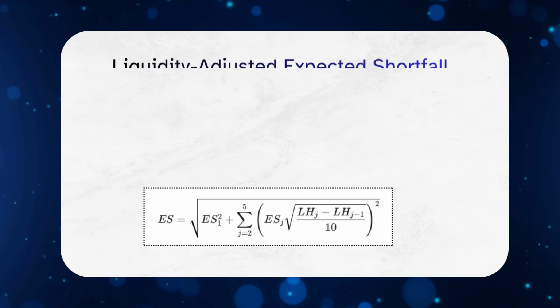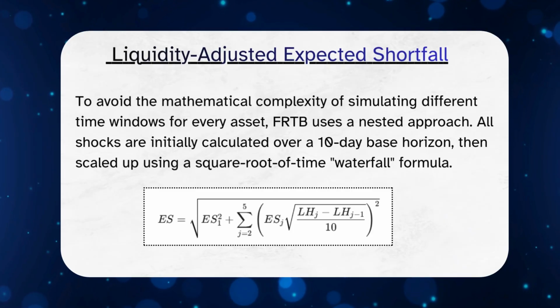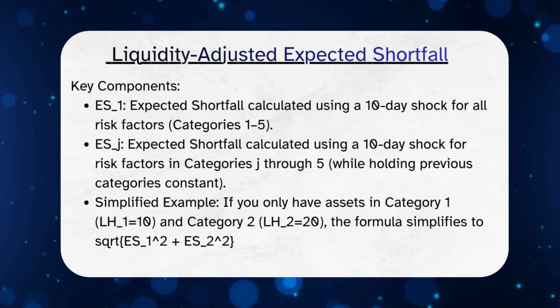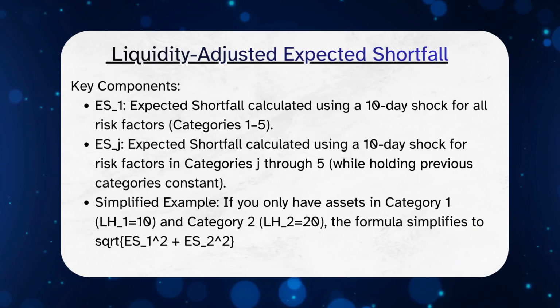To account for these different horizons, we use a nested expected shortfall approach. The formula looks like a beast, but here is how you master it for the exam. First, we calculate ES1, which is a 10-day shock applied to all risk factors across all 5 categories. Then, we calculate ES2, but this time, we hold category 1 constant and only shock categories 2 through 5. We repeat this waterfall process all the way down.